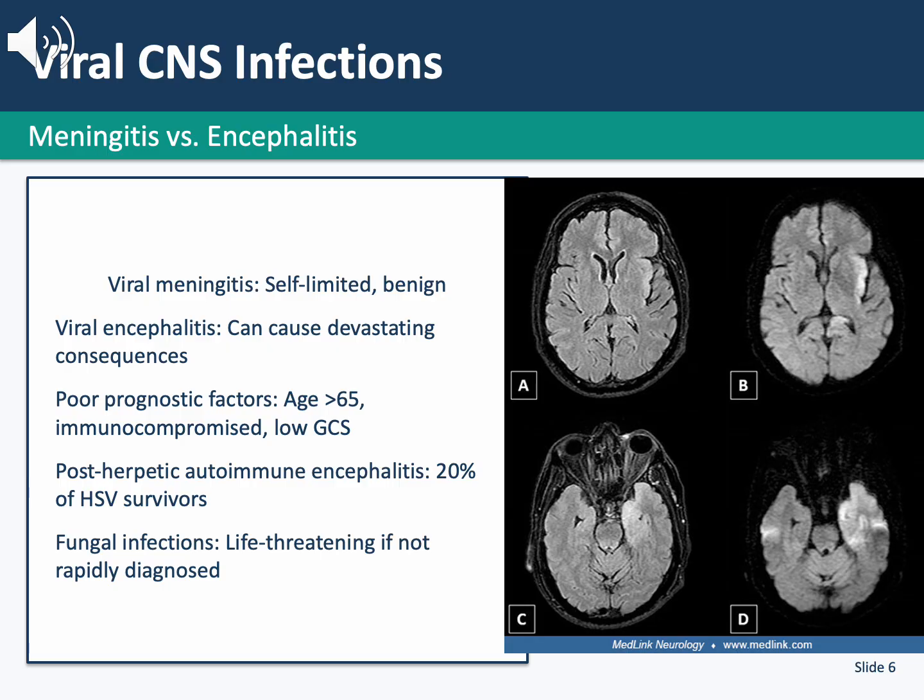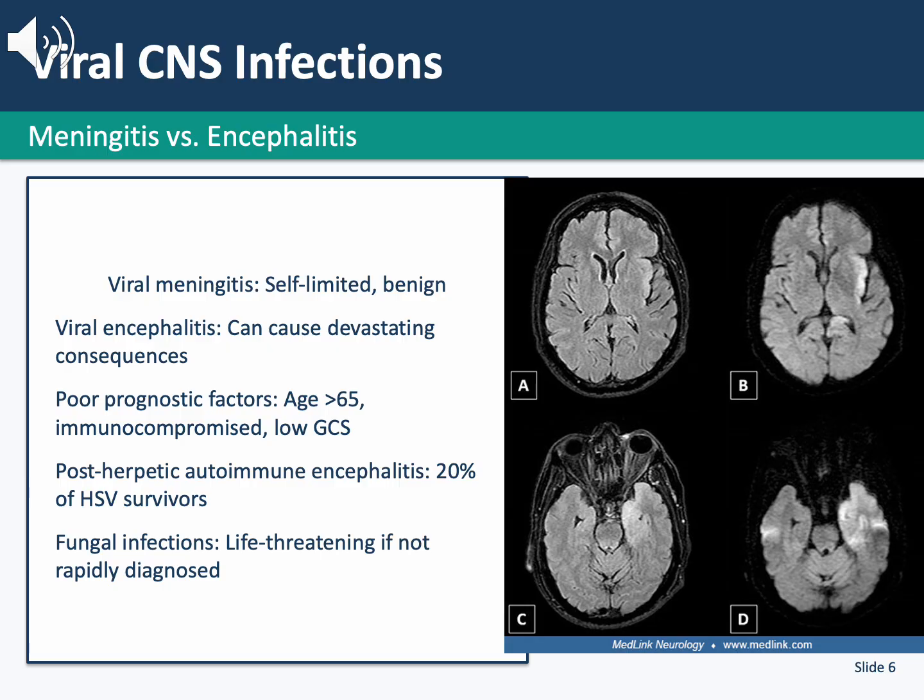Age above 65 years, a compromised immune system, a Glasgow Coma scale of 8 or less, a need for intensive care unit admission, and delay in initiating acyclovir are all poor prognostic factors for herpes simplex virus encephalitis. Among those who recover from herpes simplex virus encephalitis, up to 20% develop post-herpetic autoimmune encephalitis with antibodies to the N-methyl D-aspartate receptor that can mimic herpes simplex virus encephalitis relapse, typically between 2 to 6 weeks after initial diagnosis.